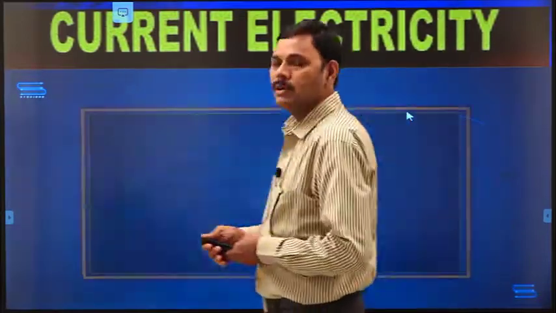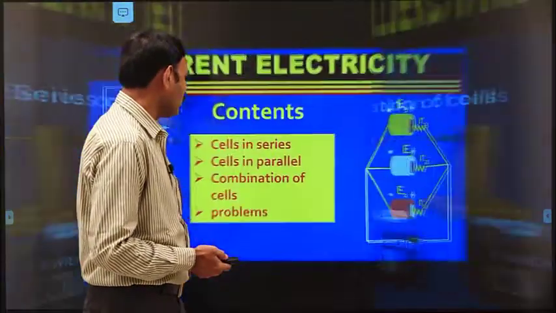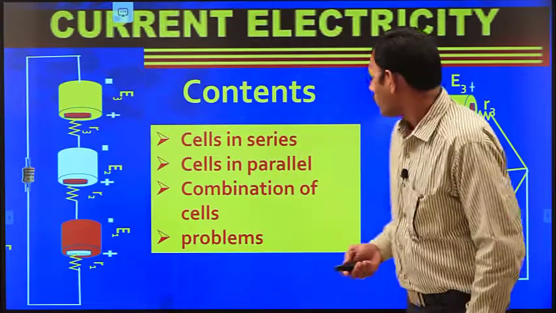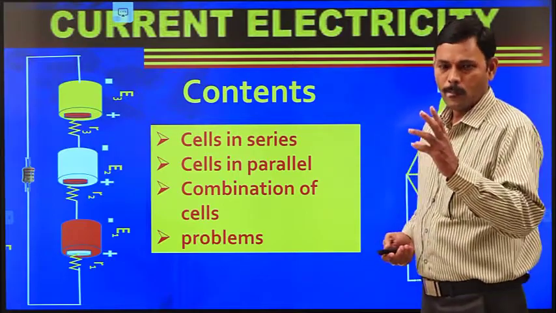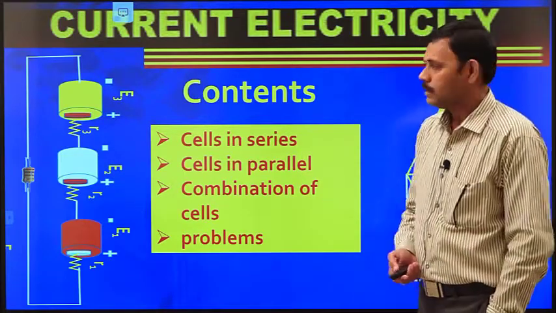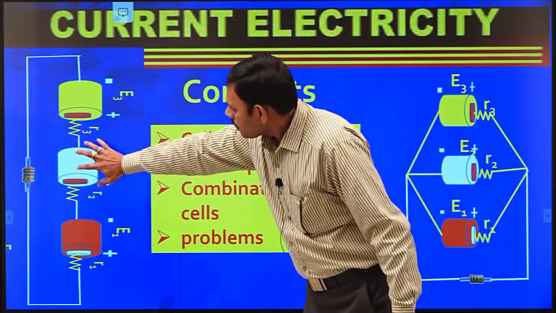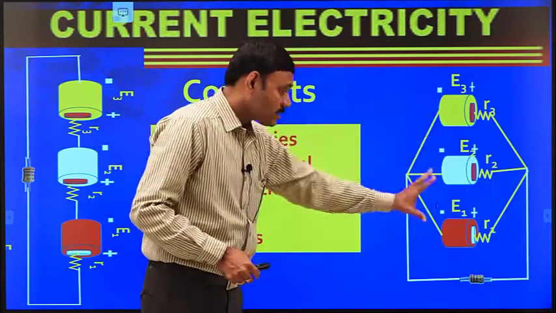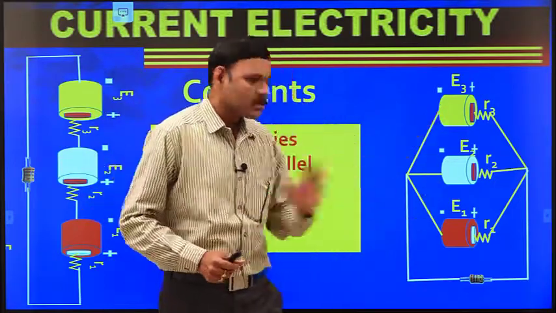This present video is about the combination of cells. These are the contents that we have to discuss in this video. Here students, the first content is cells in series. For the required purpose, we may connect cells in different ways. The first one is cells in series, the second one is cells in parallel. This diagram shows the series connection of cells, and this diagram shows the parallel connection of cells. On either side of me, this is the series combination of cells, and this is the parallel combination of cells.